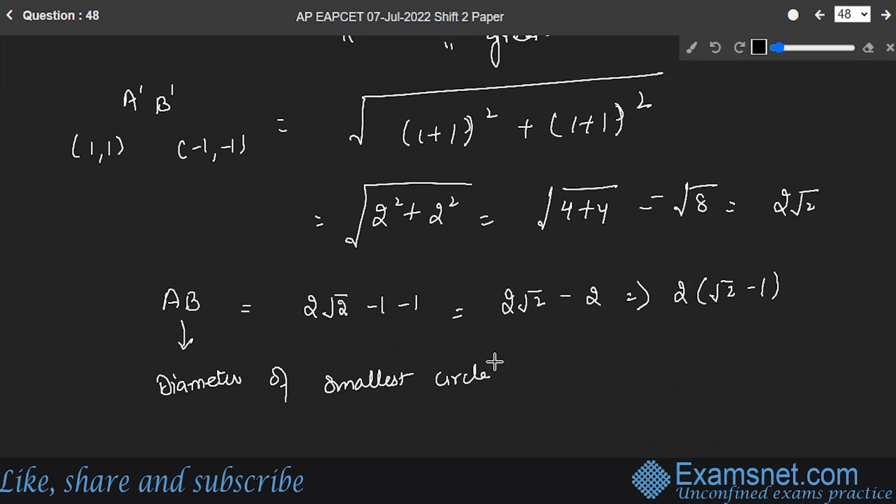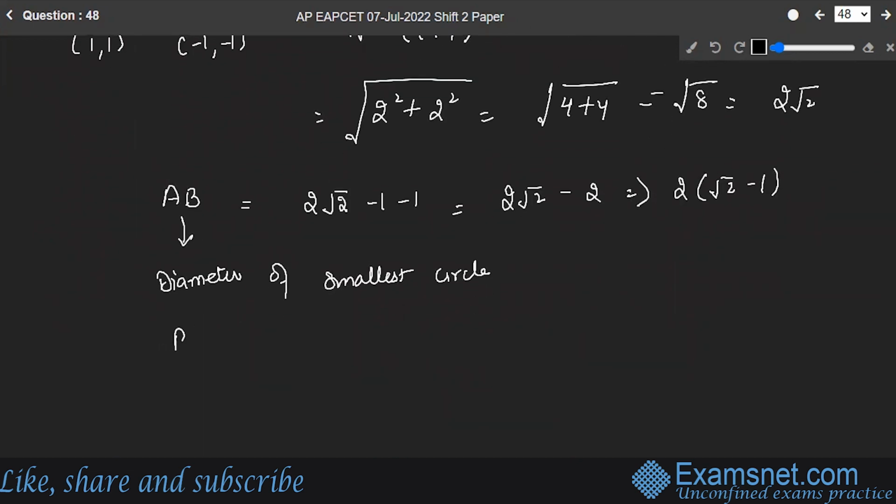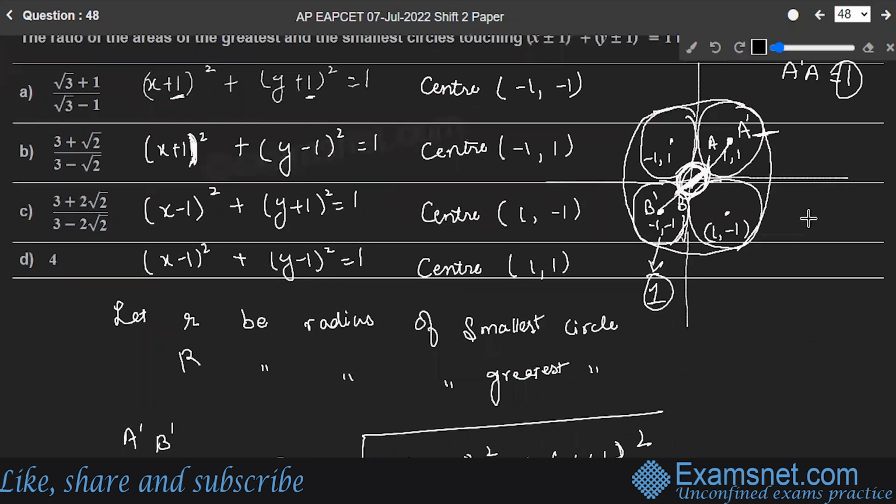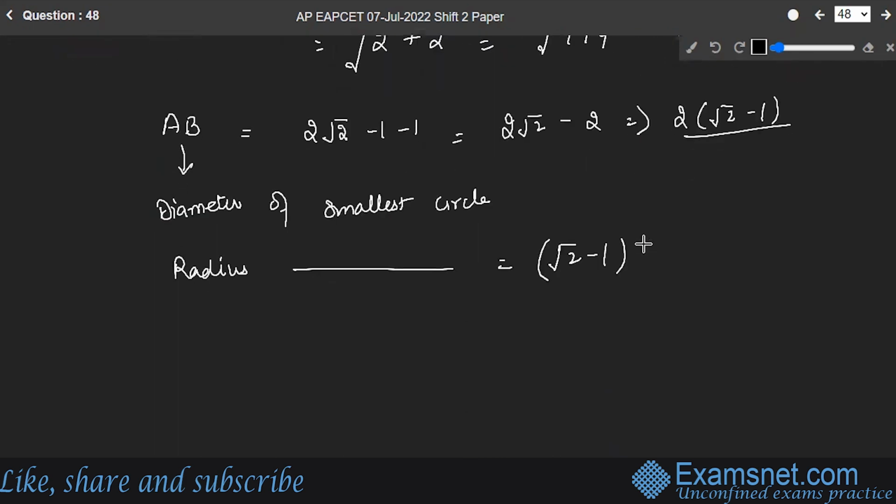So if this is the diameter of the smallest circle, what will be the radius of the smaller circle? It will be given by this whole thing divided by 2. So this will be equal to √2 - 1. This is the radius of the smallest circle. So now let's similarly find out the radius of the biggest circle. What will be the biggest circle now? If I'm taking these points as J and K, what will be the length of JK?